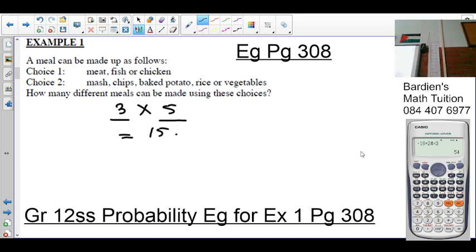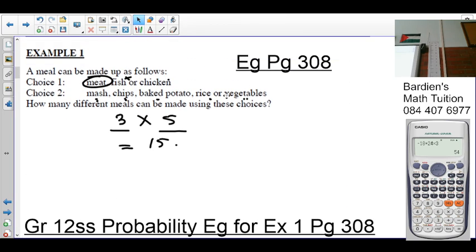So we could have had chicken: chicken mash, chicken chips, chicken baked potato, chicken rice, chicken vegetables. So that gives you 5. If you go with fish, then it's fish and mash, fish and chips, fish and baked potato, fish and rice, fish and vegetables. Another 5, which gives me 10 in total. And lastly, if it's meat, it's meat and mash, meat and chips, meat and baked potato, meat and rice, or meat and vegetables. So it gives you another 5, which then gives me 15 in total. You guys understand? So there are 15 different ways of making up that meal.